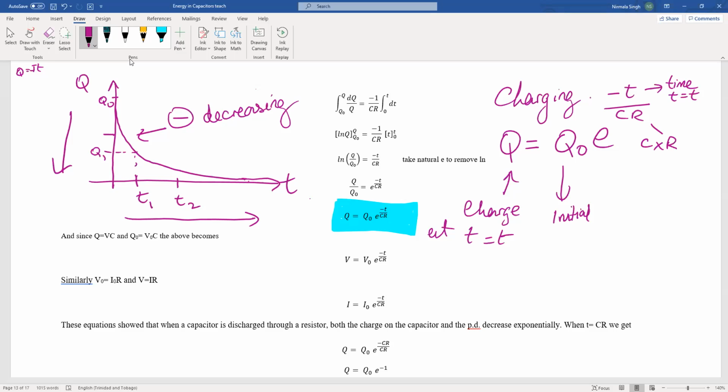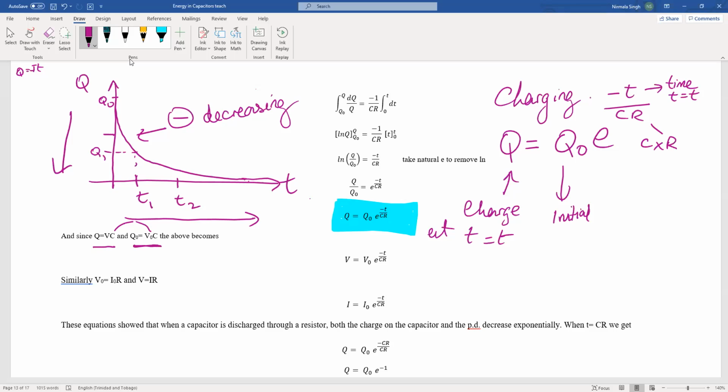And similarly, if you look here, we know V and C and Q are related. So Q is equal to V times C, and obviously Q naught will be equal to V naught times C. Why is C constant? Because that's the value of our capacitor. Our capacitance does not change because we're taking that component and putting it in our circuit. So capacitance does not change, but what can change is your voltage. What can change is your current and your charge.